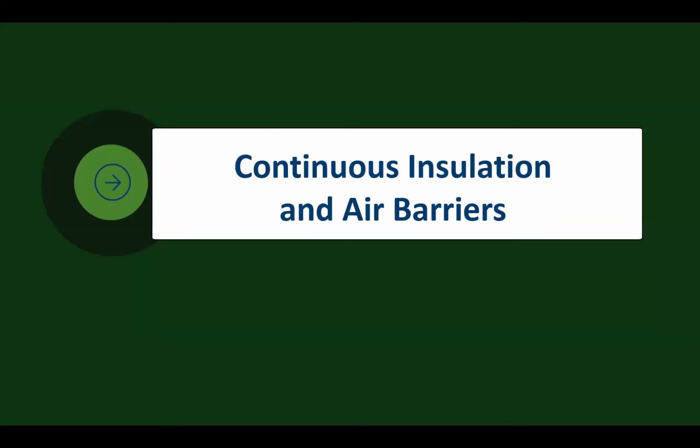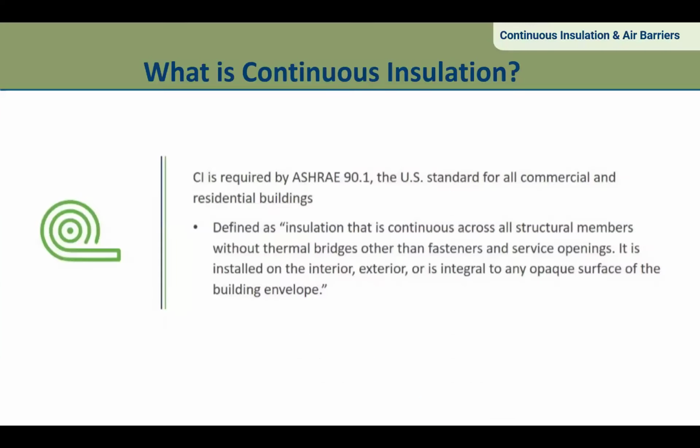Now moving on to the next topic, which is continuous insulation and air barriers, and how this can be a part of your sustainable envelope. So really, we're going to focus in on the continuous insulation. That's a very important part of this. Making your building as well insulated as possible ensures that your HVAC system is running as well as possible as well. So ASHRAE 90.1 is the code that is governing this for commercial and residential buildings, requiring insulation across all structural members without thermal bridging.